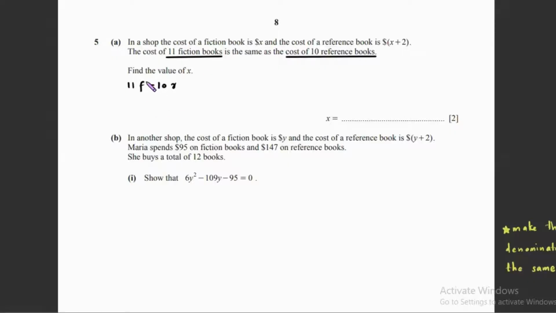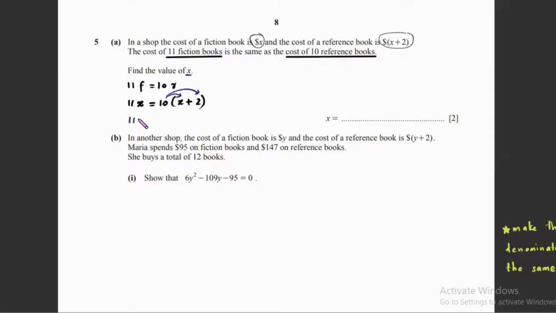Now here, F that I have written here is the cost of a fiction book, which is X dollars. So I can write it as 11X. This is equal to 10 times the cost of a reference book, which is X plus $2. So I can write it as 10 times (X plus 2). Now, I need to solve this to find what X is. So first I need to get rid of the brackets by expanding. To expand it, I need to multiply the terms inside the brackets with the number that is outside the bracket, which is this 10.